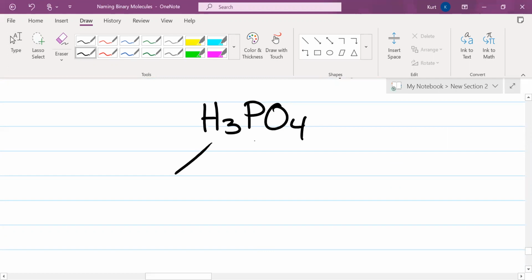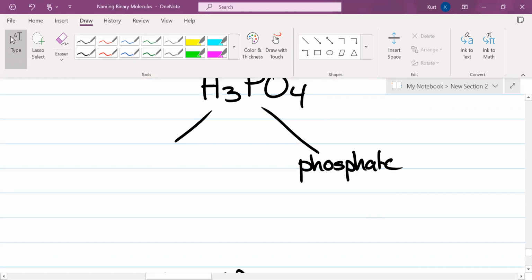Obviously, you have hydrogen. What's the rest of it? What's PO4? You did have to memorize this one. Phosphate. Very good. What is the charge of a phosphate, by the way? Good. Now, you see oxygen in there. What would the name of this acid be? Phosphoric acid.